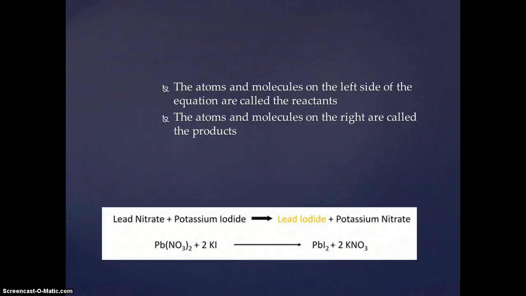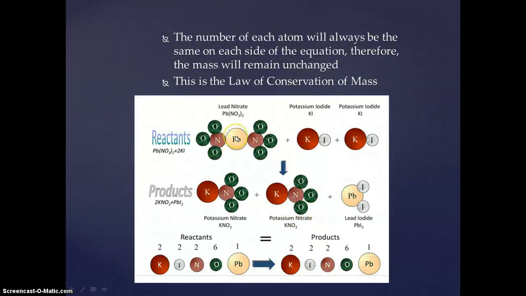So just to review, these guys on the left-hand side, the things that are reacting, we call them the reactants. And the molecules on the right, the things that are being produced, we call them the products. So the number of each atom is always going to be the same on each side of the equation. Nothing is gained or lost. You're not creating new atoms, you're just rearranging everything.